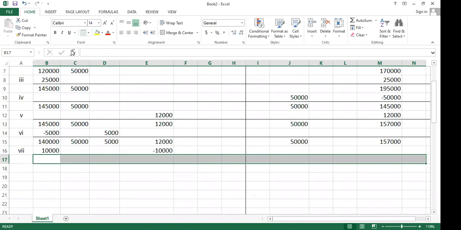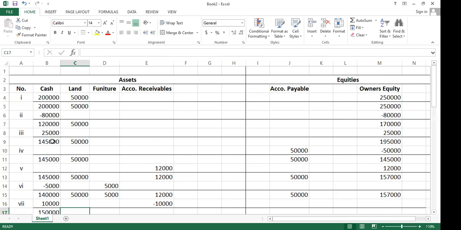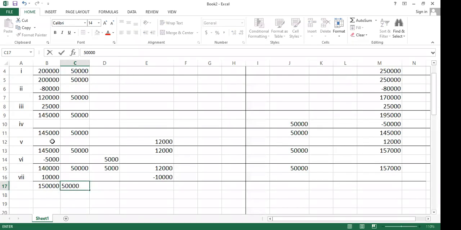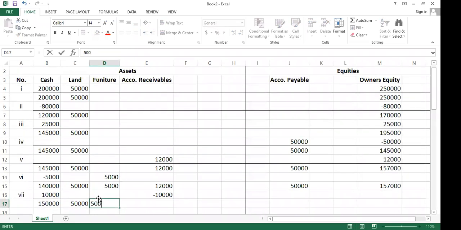After transaction 7, cash balance is 150,000. Land 50,000. And furniture 5,000. And account receivable is 2,000. Why? 10,000 received. Accounts payable 50,000. And owner's equity not change, 157,000.